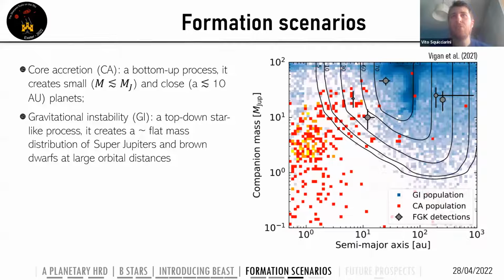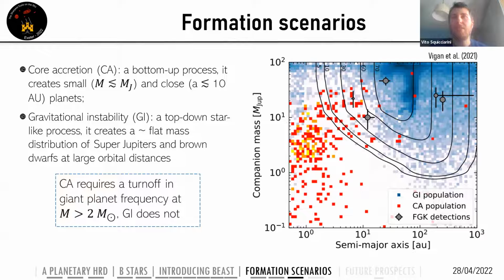This leads us to discuss the formation scenarios of these objects, because there are essentially two main processes that explain giant planets in other systems: core accretion and gravitational instability. Core accretion is a bottom-up process which preferentially creates small planets that are close to their stars, at about the distance of the snow line. On the other hand, gravitational instability is a top-down, binary-like process that can create a flat mass distribution of brown dwarfs and super Jupiters at wide distances.